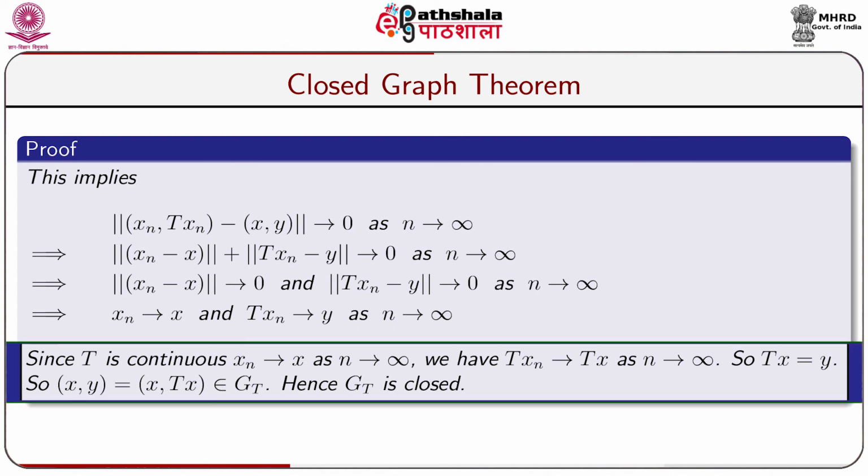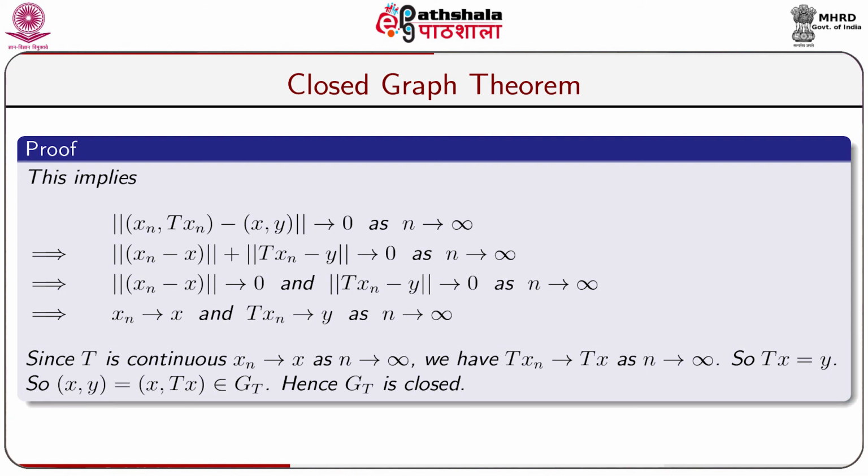Since T is continuous and xn goes to x as n tends to infinity, we have Txn goes to Tx by the property of continuity of T. That is, Txn goes to Tx as n tends to infinity. So Tx is equal to y. So the pair (x, y) is equal to the pair (x, Tx), which is again an element of the graph of T. Hence, GT is closed.